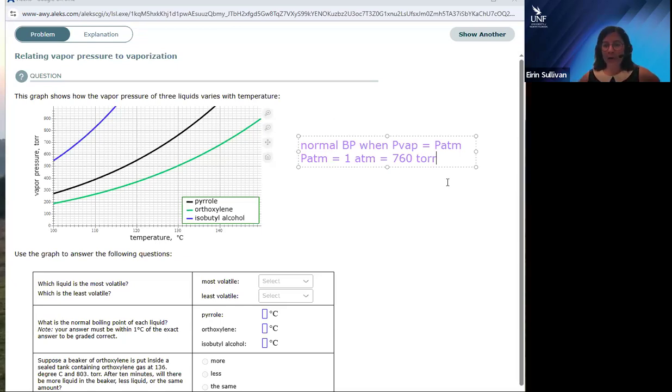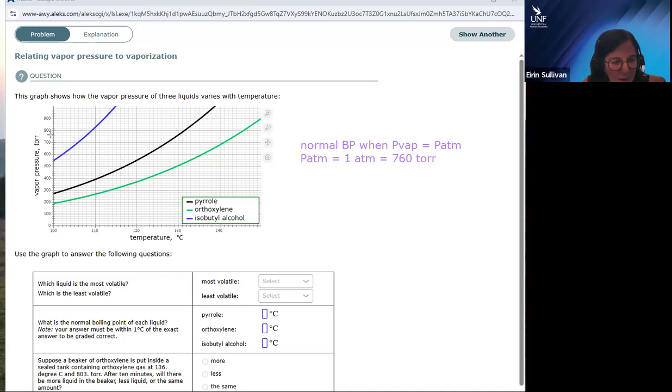More of the particles in that liquid have sufficient kinetic energy to escape from the liquid state into the gaseous state, okay? And that is not a linear relationship, as you can see from the shape of these plots, it is an exponential type relationship. So to answer these kind of questions, we're going to look at a plot of vapor pressure against temperature. So first of all, which liquid is the most volatile? Well, the most volatile liquid is going to be the one that boils at the lowest temperature.